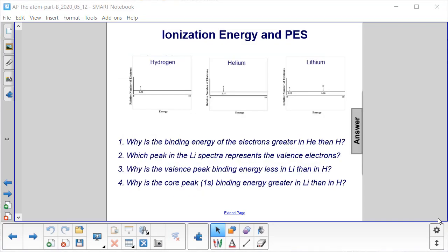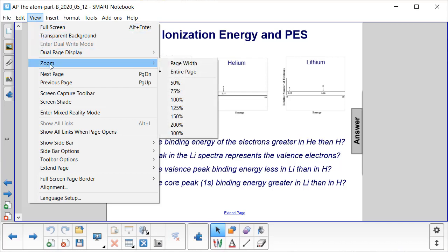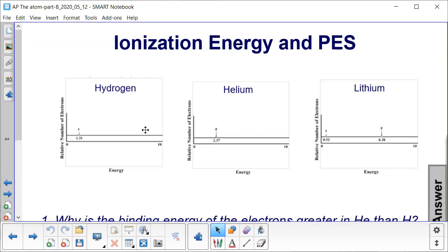All right, let's look at one last example of some spectra and answer some questions before we do some multiple choice. So we have these spectra for hydrogen, helium, and lithium shown. I'm going to make them a little bit larger so that we can look at the values, and I'll scroll a little bit to the question so you can see.